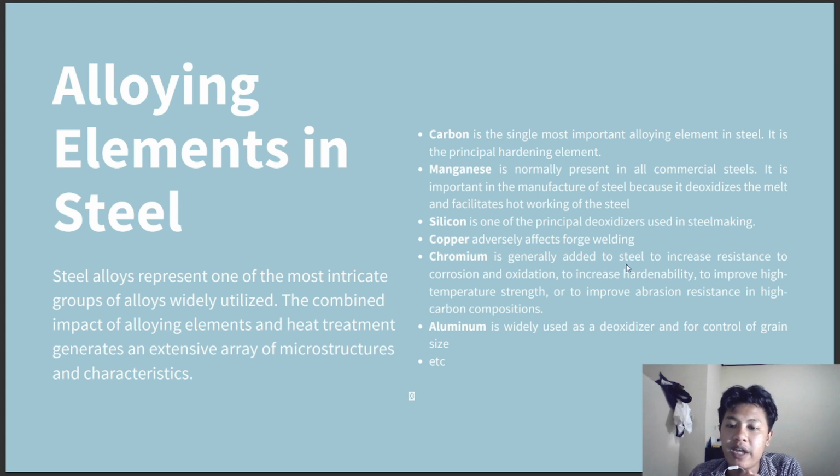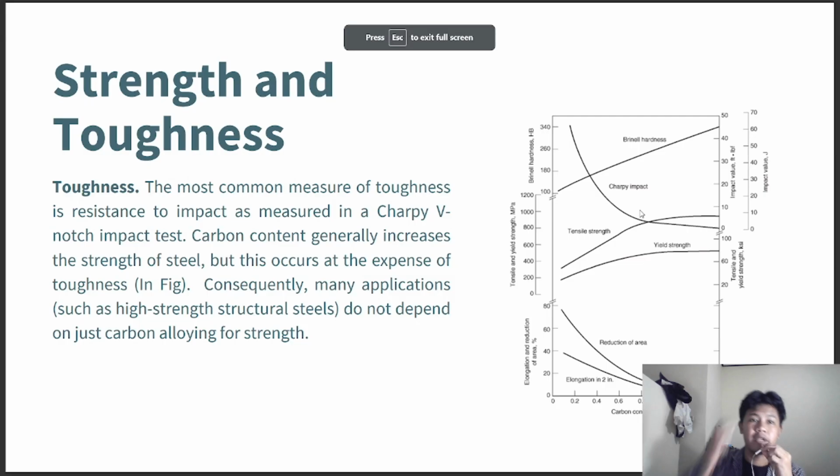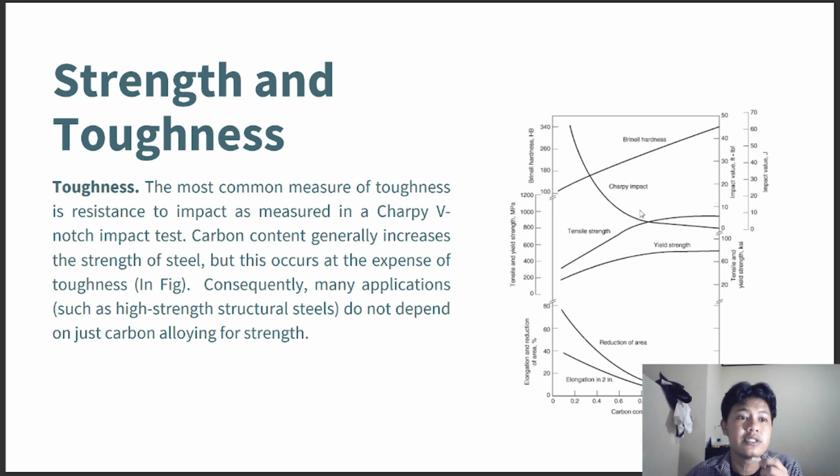Chromium is generally added to steel to increase resistance to corrosion and oxidation, to increase hardenability, and to improve high temperature strength or to improve abrasion resistance in high carbon composition. Aluminum is widely used as a deoxidizer and for control of grain size. Next is strength and toughness.